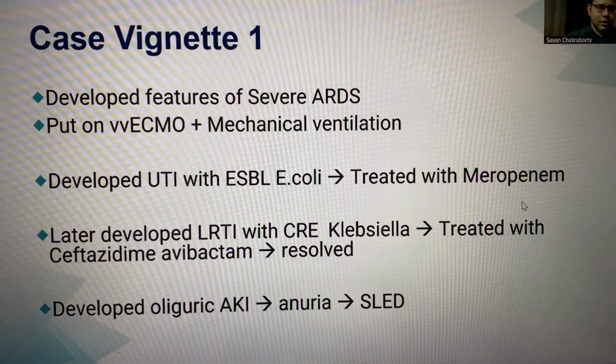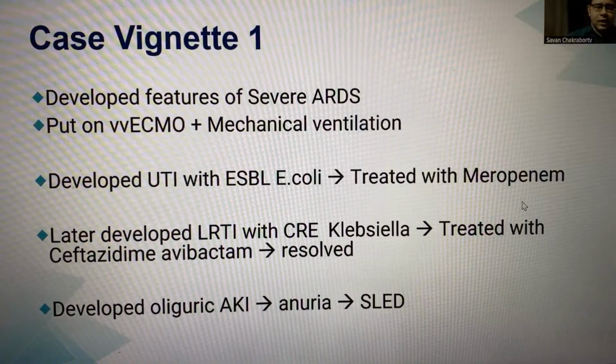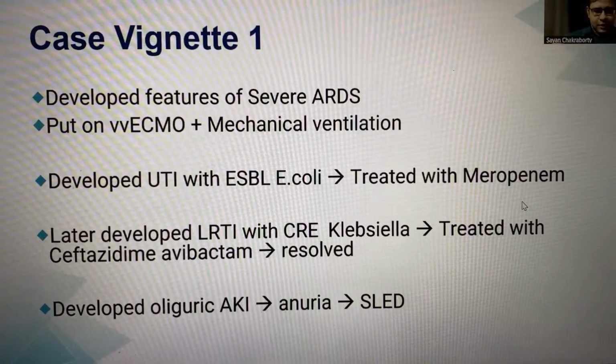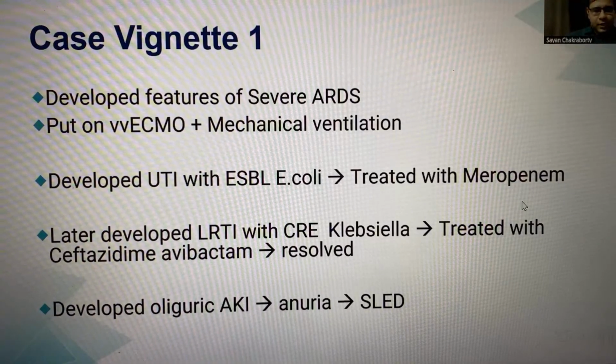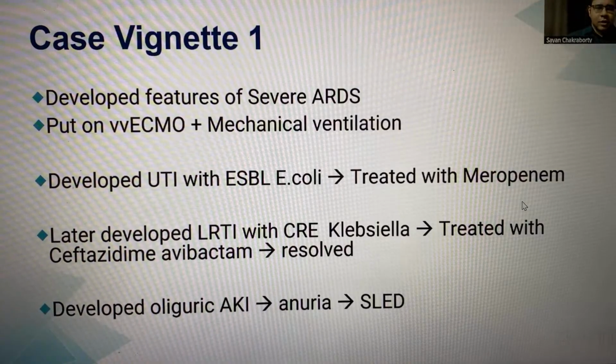Eventually, the series of infections now starts. I'm not going into the details of the fever, the rise of CRP, and all the cultures. I'm just going straight to the point. She developed a UTI with an ESBL E. coli. It was treated with meropenem at the right dose for the right duration and it got cured. Later on, again, she developed some fever and was diagnosed with a lower respiratory infection, probably a VAP, and this time it was a carbapenem-resistant Klebsiella, treated with ceftazidime-avibactam, which was susceptible, and so it resolved.